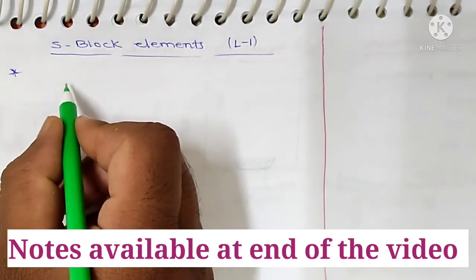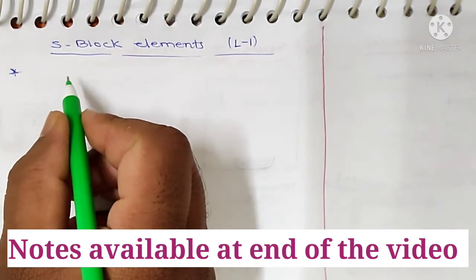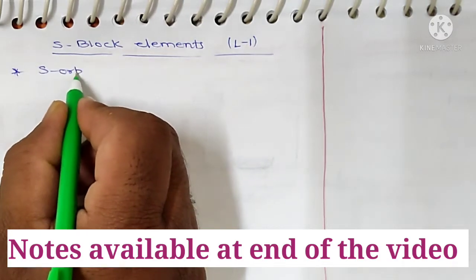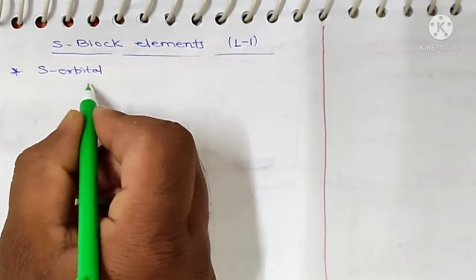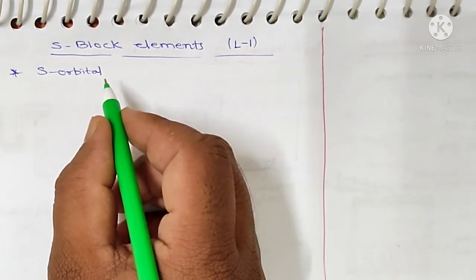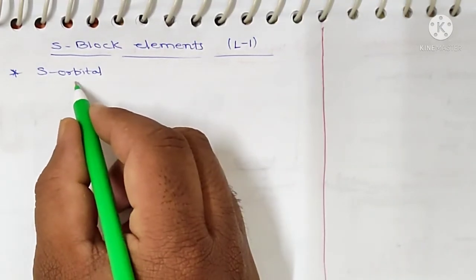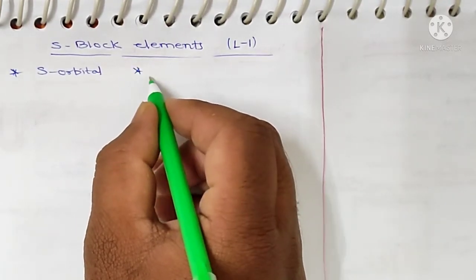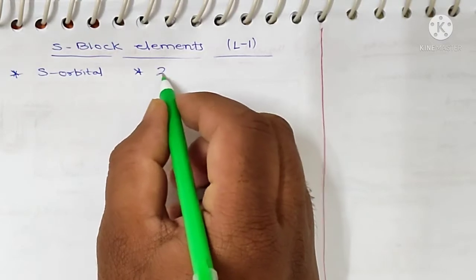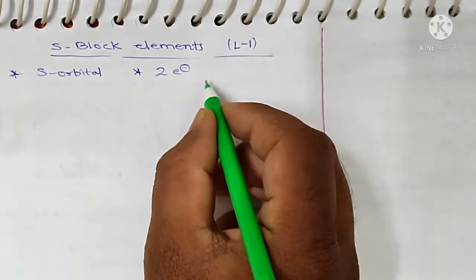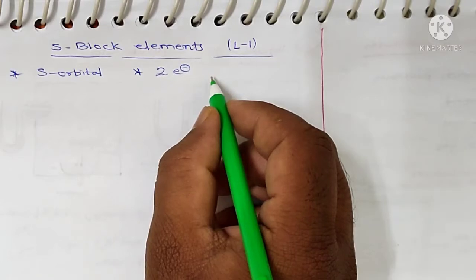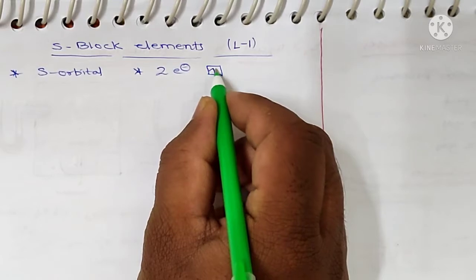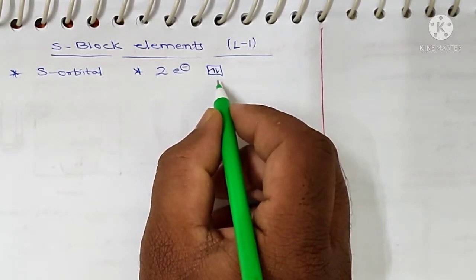The elements in which the last electron enters into the s orbital are called S-block elements. The s orbital can accommodate only 2 electrons. We know that. So this is the s orbital, and this s orbital accommodates only 2 electrons.